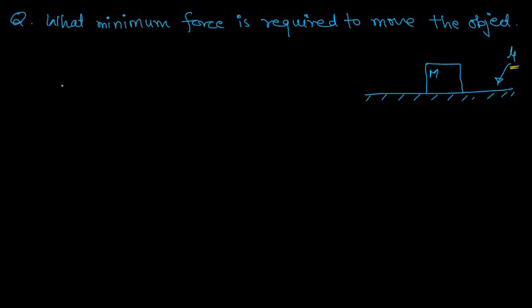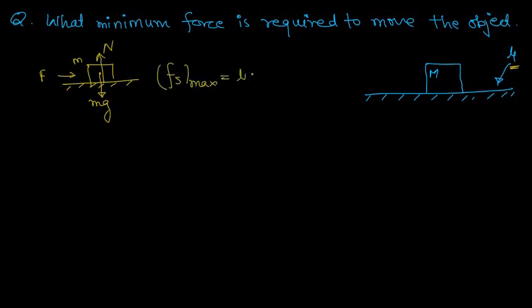One can easily do this problem by considering a mass m on which I apply a force. There will be two forces: mg downward, the gravitational force, and the normal n. You can simply write that if Fs maximum is equal to mu times n, then it will move. So that is your F applied, that is mu mg.